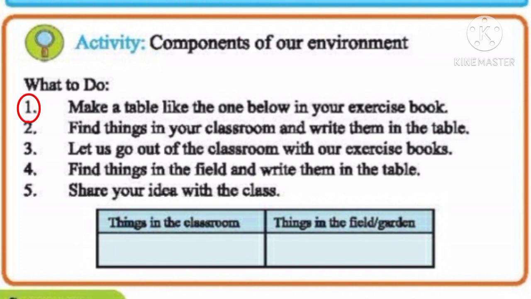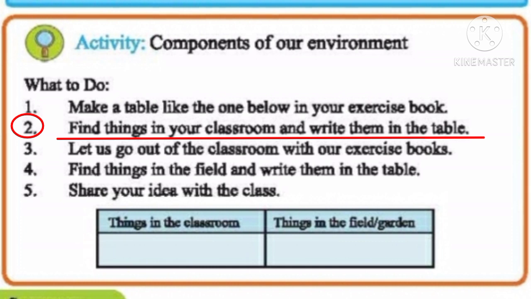What to do? Number 1. Make a table like the one below in your exercise book. Number 2. Find things in your classroom and write them in the table. For this, you need to observe your classroom carefully and you will write the names of these things which you can find in your classroom in the table.